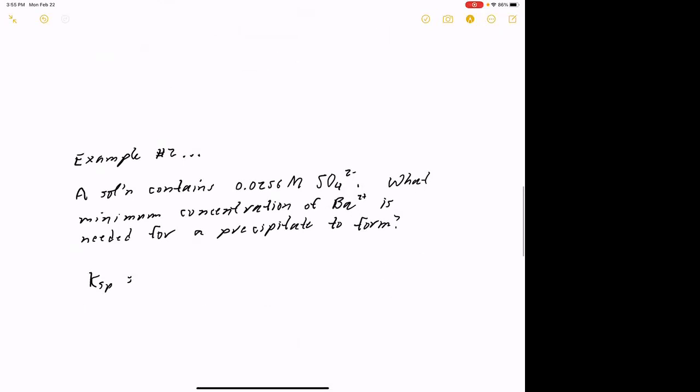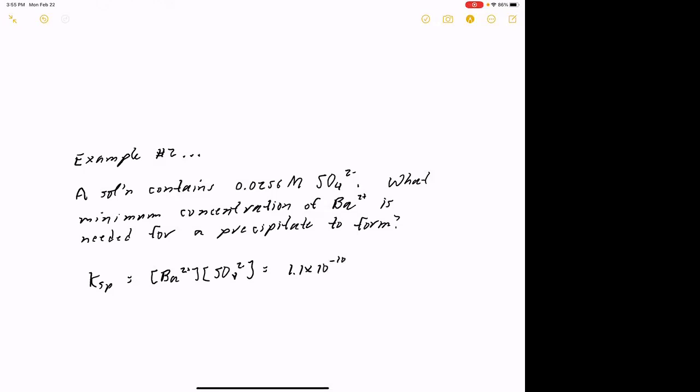Right, and I know what it is. It says that the concentration of the barium ion, this is just my law of mass action, times the concentration of the sulfate ion, is equal to a KSP value, which I know is 1.1 times 10 to the minus 10th.